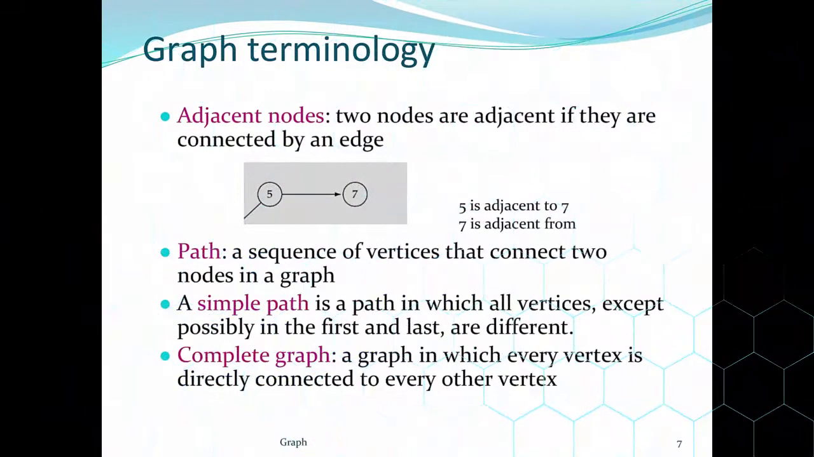These are some graph terminologies. Adjacent nodes: two nodes are adjacent if they are connected by an edge. 5 is adjacent to 7 and 7 is adjacent from 5. Now we see what a path is. A path is a sequence of vertices that connect two nodes in a graph.